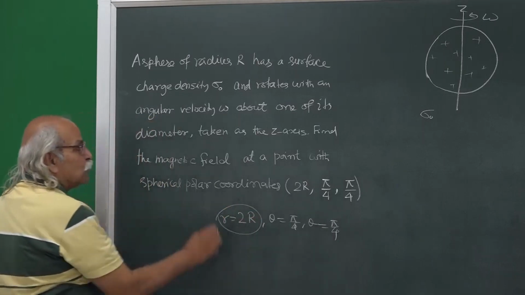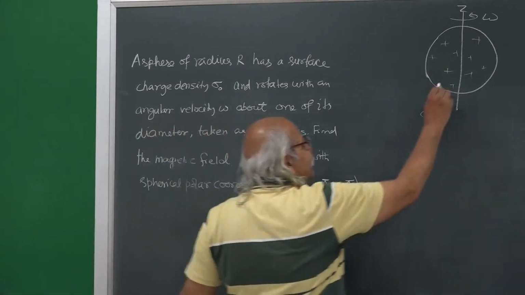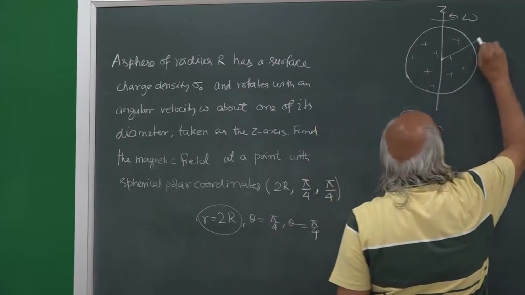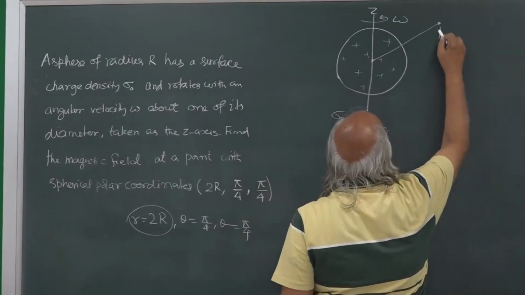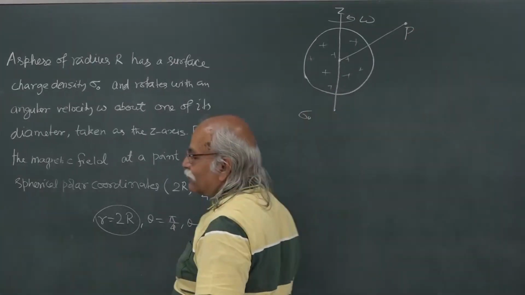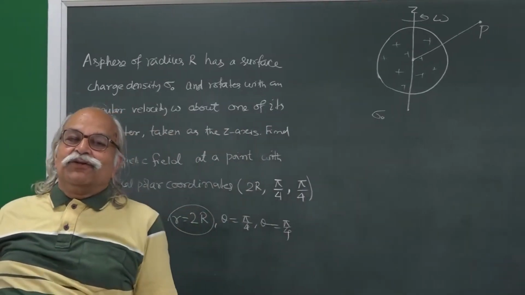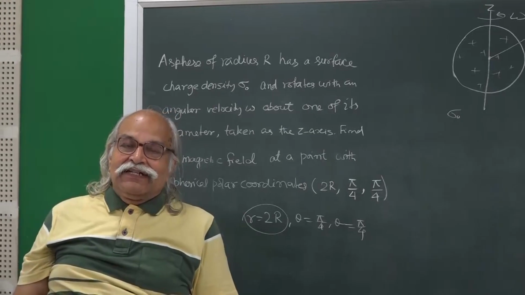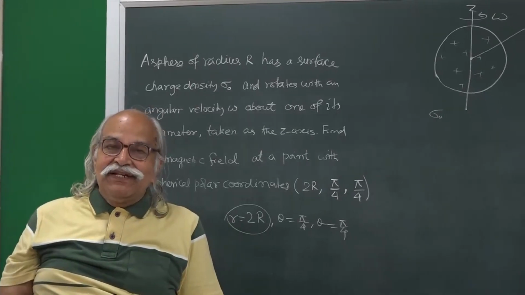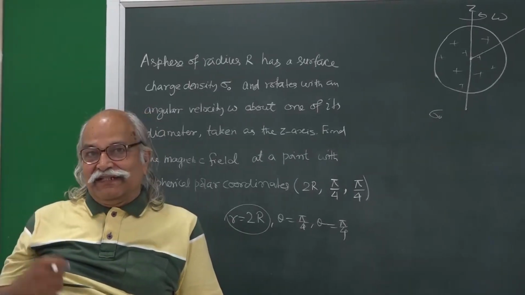So, r greater than R means our point is outside this sphere. This is the point where this magnetic field is asked. Now, in the lecture we had solved in detail how to get the vector potential inside this sphere.